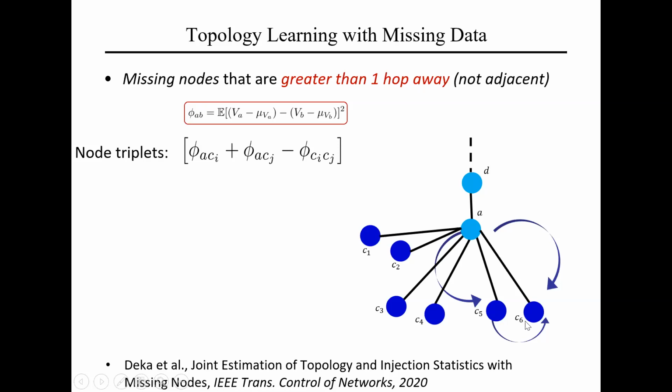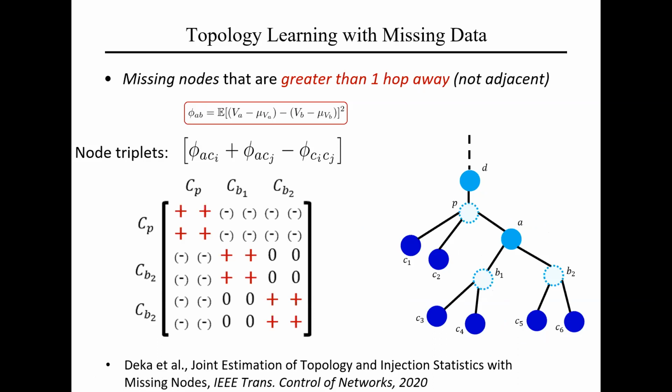So when you do this, for every single pair of children for this node A, you can construct a matrix for this node triplet. And then what we see theoretically is, under the power flow equations in a radial grid, when you compute this quantity and plot it as a matrix, this matrix has this nice clustering feature. So what ends up happening is, for children which have a common parent, so for example, CP are the children of P, CB1 are the children of B1, and CB2 are the children of B2, when you compute this quantity, for nodes which have a common parent, this quantity is positive.